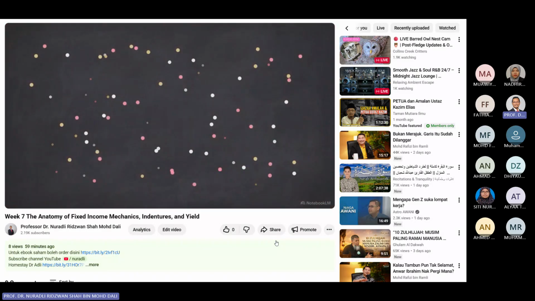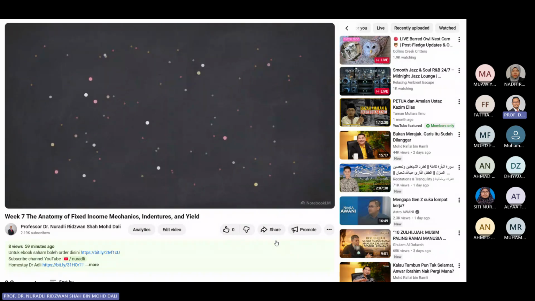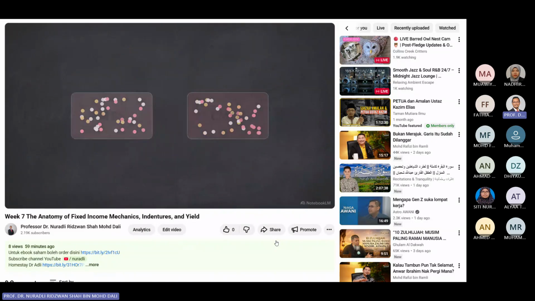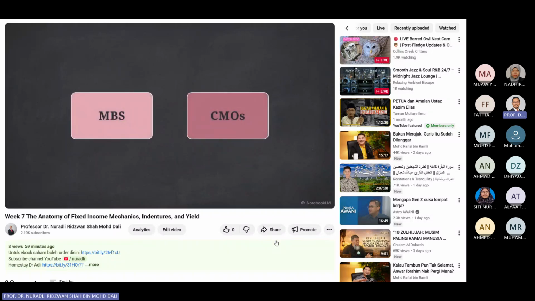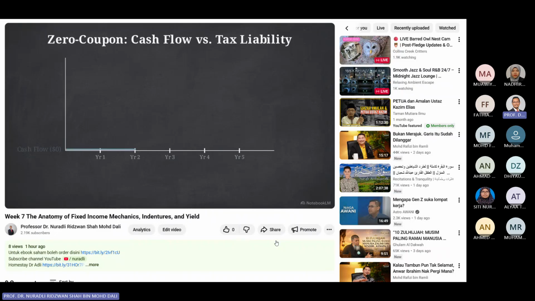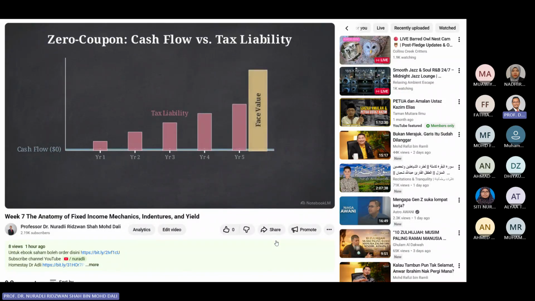Here we find structured asset classes pooling individual loans together, such as mortgage-backed securities and the highly complex collateralized mortgage obligations. Corporations also issue zero coupon and deep discount bonds. Because they pay no periodic interest, investors buy them at a steep discount to face value. However, the holder is still liable for taxes on the implied interest each year, even when no cash is received.